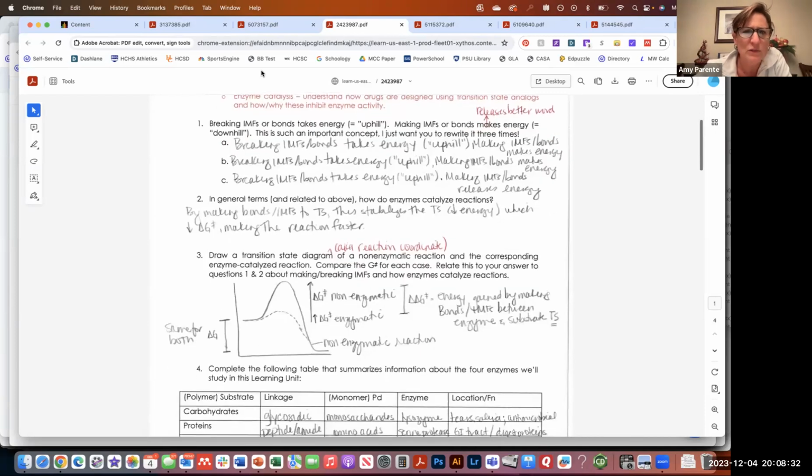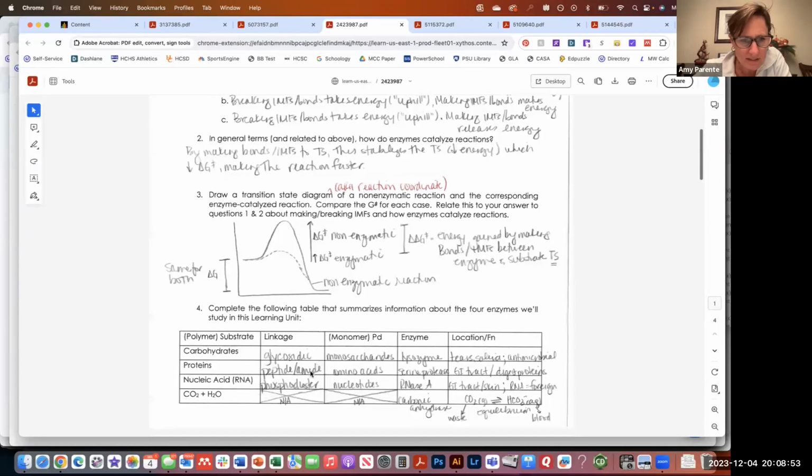Again, these 3 are related. Breaking bonds takes energy, making bonds makes energy. Enzymes catalyze reactions by lowering the transition state. We see that in words here, but see that with a reaction coordinate. Be able to draw a reaction coordinate. Think about delta G double dagger. Think about delta G, and how enzymes then catalyze reactions.